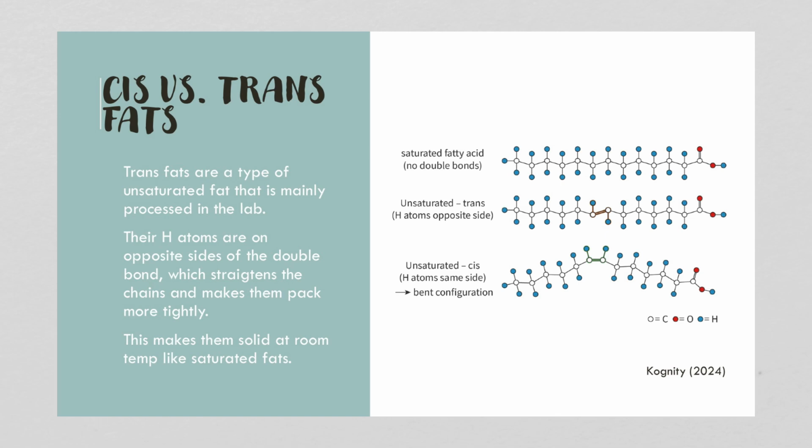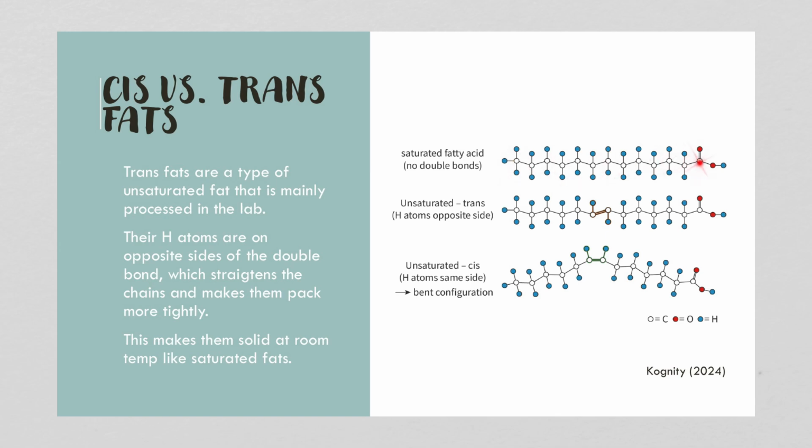So if you look here, the way you can remember cis fatty acids is that the two hydrogens of the double bond are on the one side, so it actually makes a kind of C-looking structure, whereas in trans fatty acids, the hydrogens are on opposite sides of the double bond.